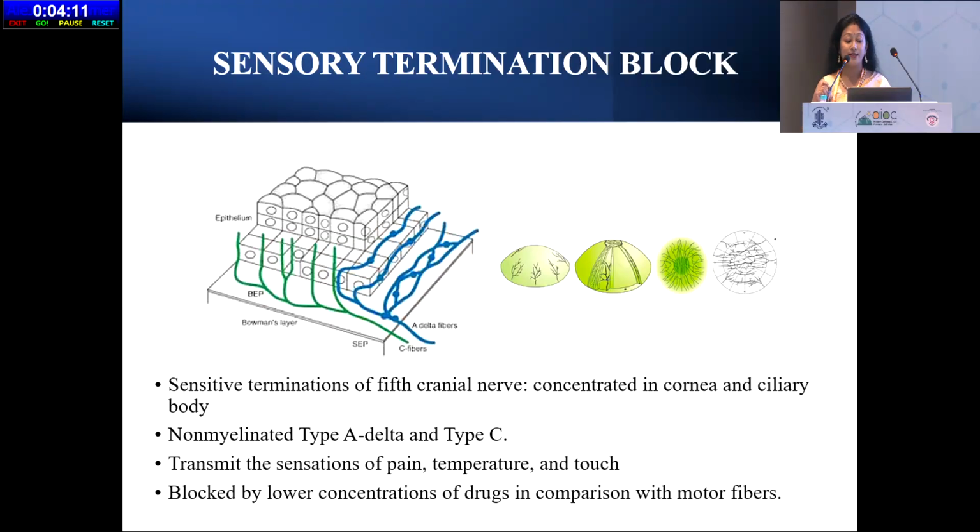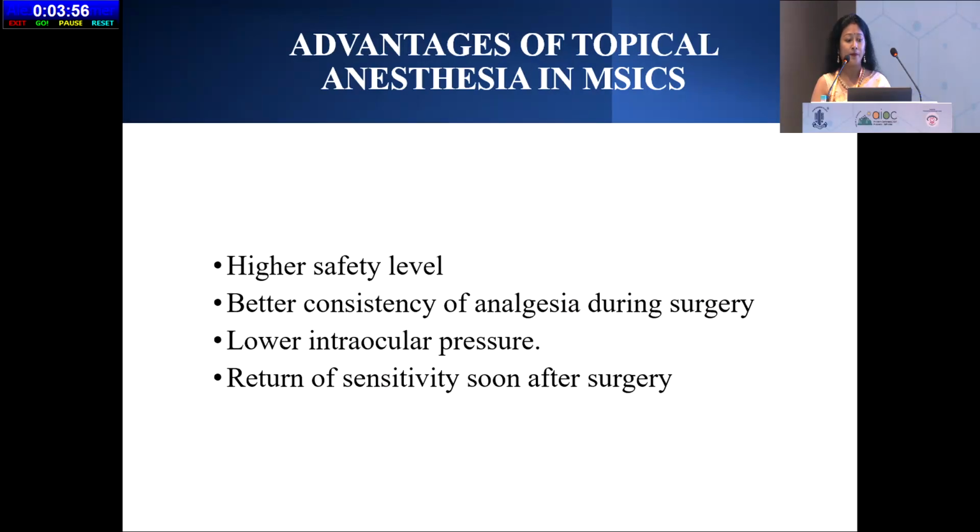So we have the sensitive terminations of the fifth cranial nerves that are concentrated in our cornea and our ciliary body, and these are the positions where our anesthetics are working. And these nerves are blocked by a very minimal concentration of the anesthetics that you are using. So definitely we have the advantage of topical because you have a higher safety level.